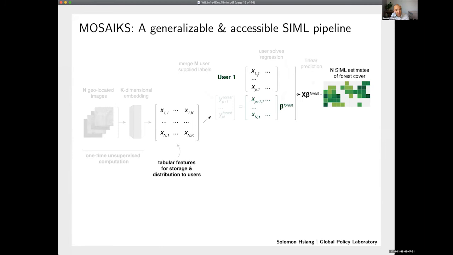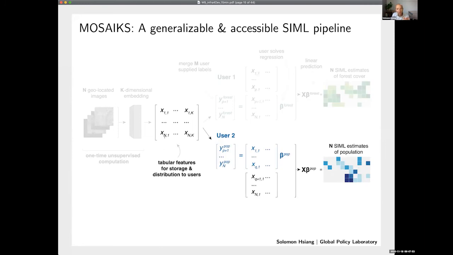Now, what's nice is that this table of data generalizes. It can be used by many different users. And so a different user interested in a different problem can take the same table of data, download it, match it to their data, run their own regression, and get their own unique betas.